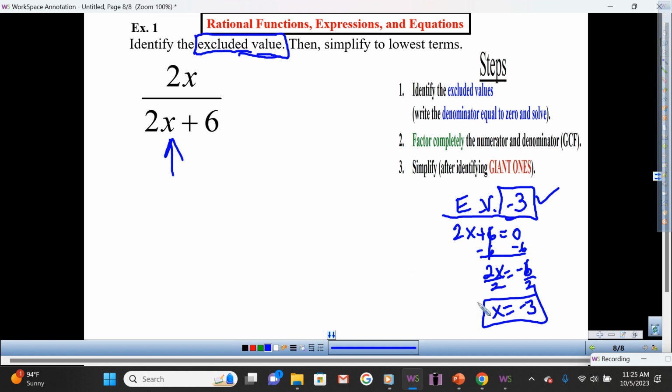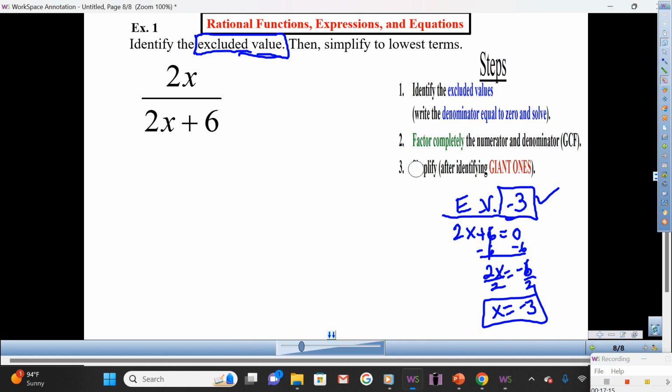Copy that, please. All right, so once again, to find the excluded value, what do we do, Mr. Q? Well, you take the denominator and set it equal to 0 and solve. That's how you find the excluded value. Any questions? From 1 to 5, how comfortable are you with excluded values? Yeah, we got this, right?